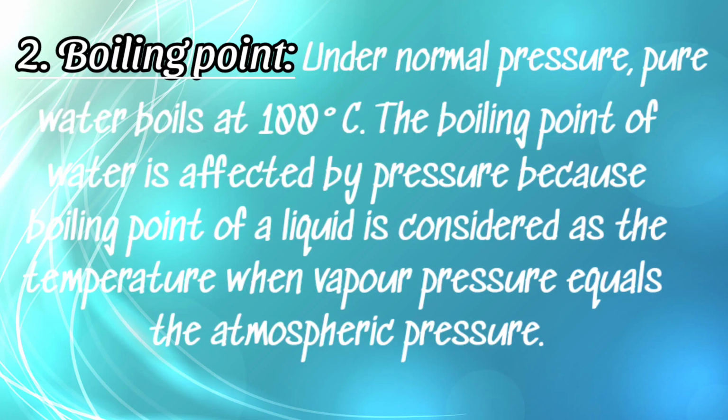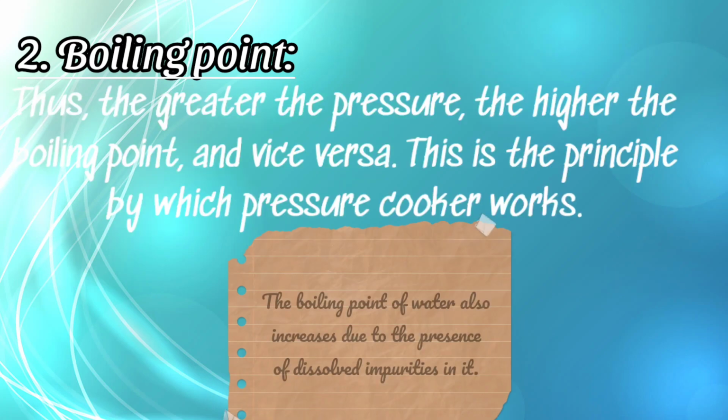Boiling point. Under normal pressure, pure water boils at 100 degrees Celsius. The boiling point of water is affected by pressure because the boiling point of a liquid is the temperature when vapor pressure equals the atmospheric pressure. The boiling point of water also increases due to the presence of dissolved impurities in it.